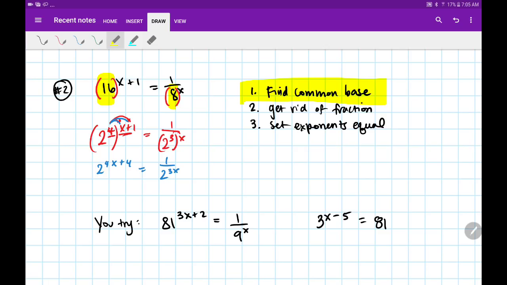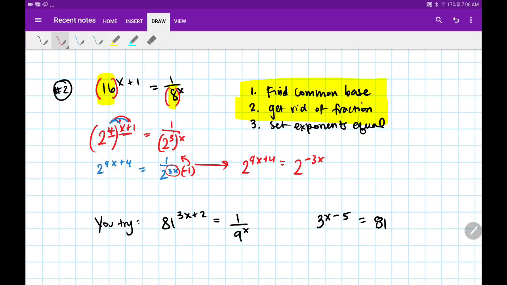My next step is to get rid of fractions. So that means over here on the right side, it would be incorrect. Please, please, please, do not cross out your bases yet. You have to get rid of the fraction. You have to use negative exponents to get rid of that fraction. So my left side is good to stay 2 to the 4x plus 4, but on the right side, I'm going to multiply my exponent by negative 1. Multiply it by negative 1 to get out of the denominator. So it'd be 2 to the negative 3x.